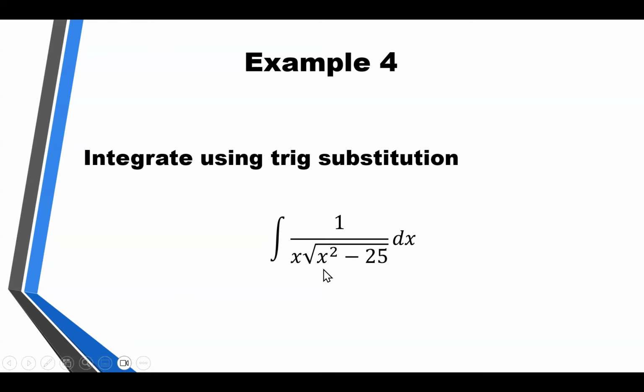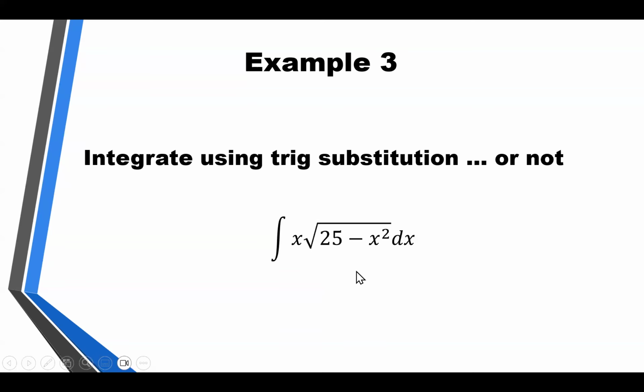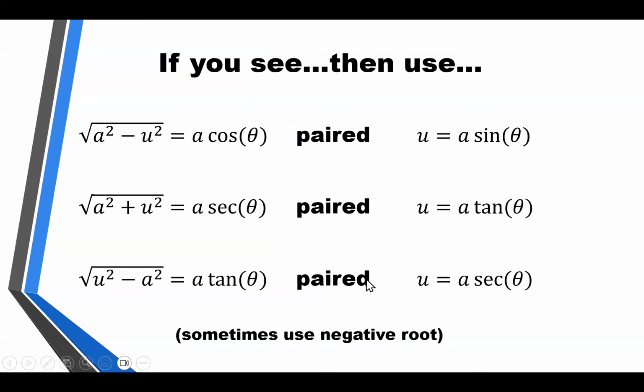So what we have here is an x squared minus 25 underneath the square root. If I go back to my original slide here, x squared minus 25, that square root should be paired with a times tangent of theta. And that would mean my x, which in this case is called u, is a times secant theta. So I'm using the third option on this slide because it's x squared minus 25.